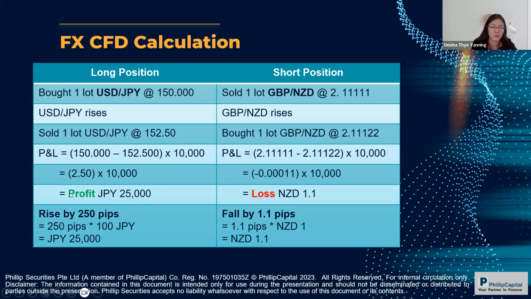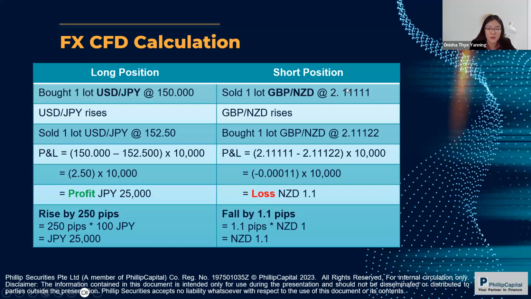If you use the pips way of calculating it, in this long transaction, the currency pair USD Japanese yen increased by 250 pips. The pip value for one mini lot of 10,000 USD Japanese yen is 100 Japanese yen. So the movement of 1 pip is 100 Japanese yen. Times the 250 pips, it would be equivalent to the same calculation you did here, which is 25,000 Japanese yen.